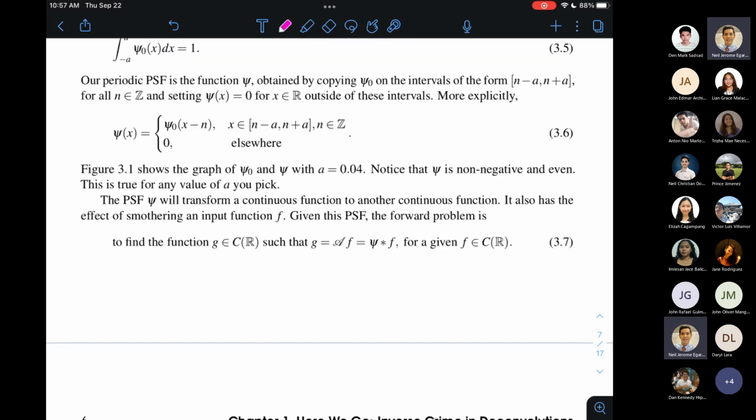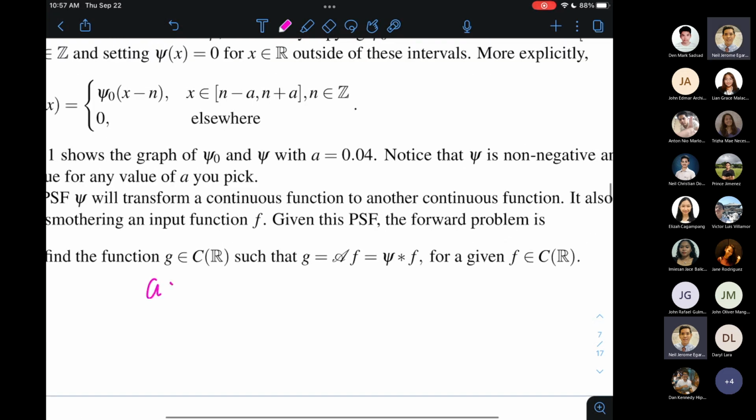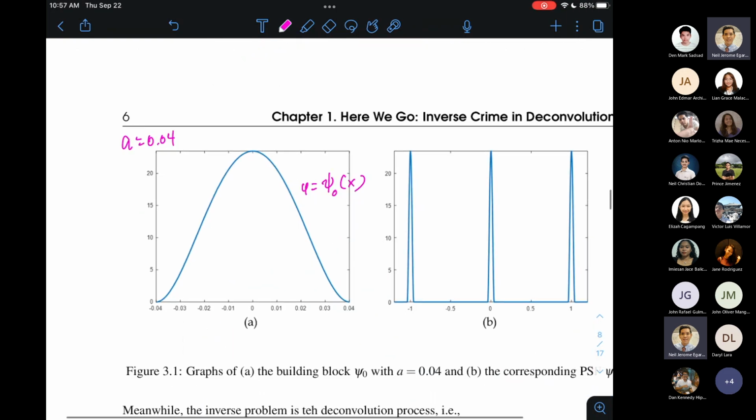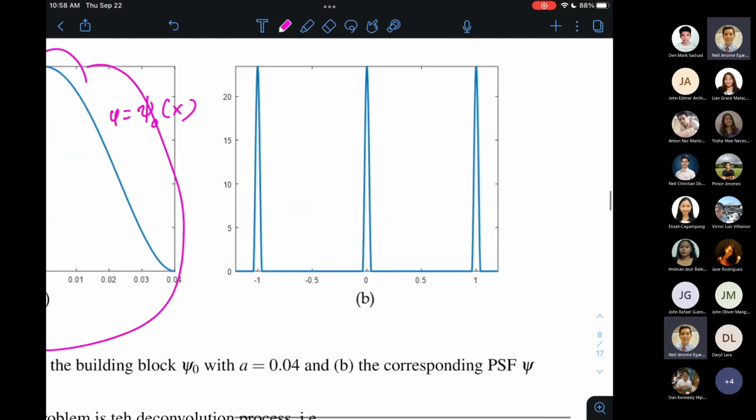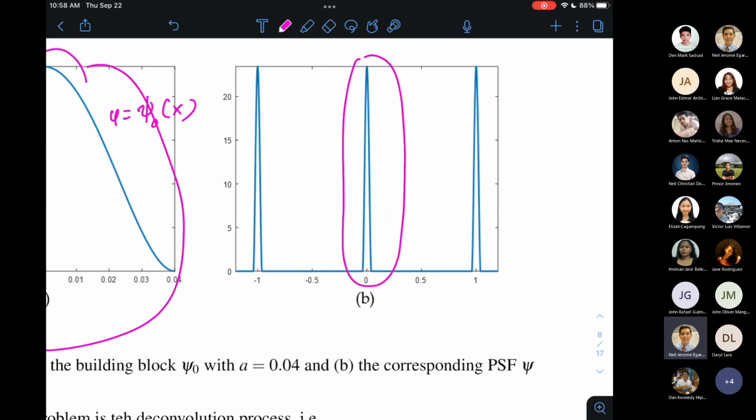So for instance, si a ay 0.04, tapos halimbawa si n ay 0. Pagka si n ay 0, nasa interval negative a to a tayo, yun lang yung original graph. So from negative 0.04 to 0.04, eto siya. Ito yung portion ng convolution na yun.